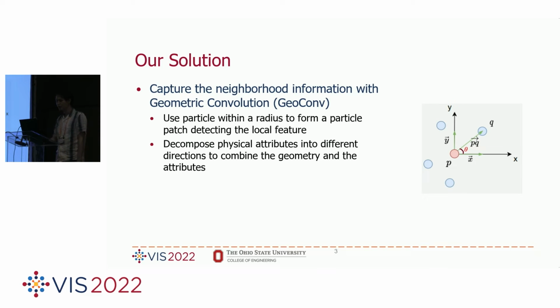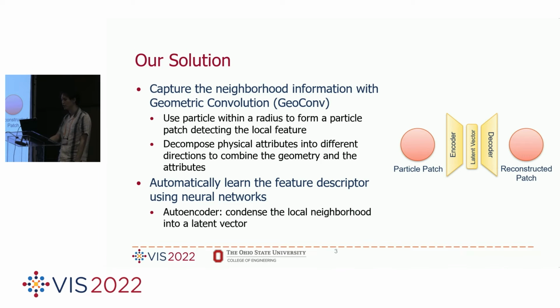So to solve the first challenge, we propose to use geometric convolution to define a feature descriptor. We use the particles within a radius to form a particle patch and detect the local feature inside the patch. After that, we apply the geometric convolution that decomposes physical attributes into different directions to combine the geometric feature and the physical attribute information. For the second challenge, an autoencoder is used to automatically learn the feature descriptor without much human intervention. Inside the autoencoder, the local patch feature is condensed into a latent vector.